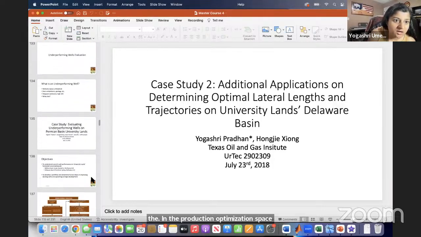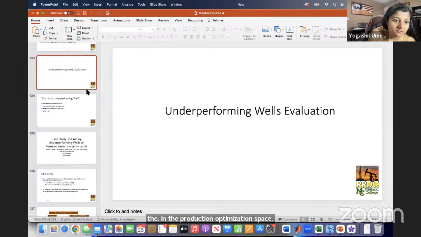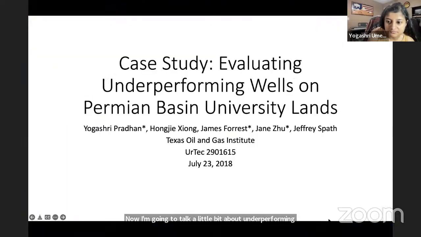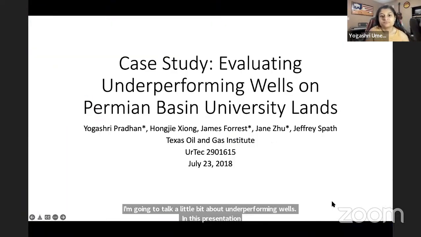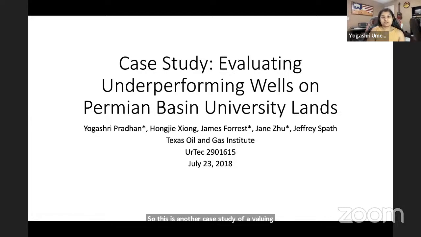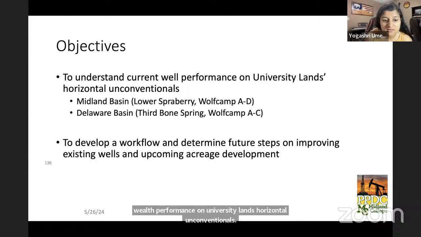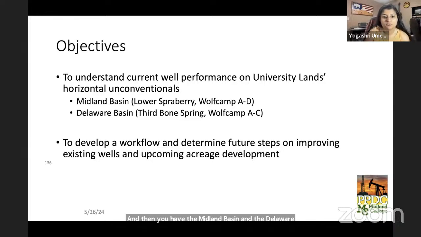Now I'm going to talk a little bit about underperforming wells in this presentation. So this is another case study of evaluating underperforming wells on Permian Basin university lands. The objectives of the study is to understand current well performance on university lands horizontal unconventionals. And then you have the Midland Basin and the Delaware Basin. And this was meant to develop a workflow to determine future steps on improving existing wells and upcoming acreage development.